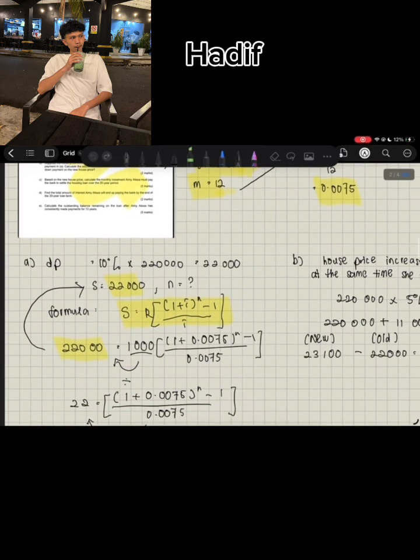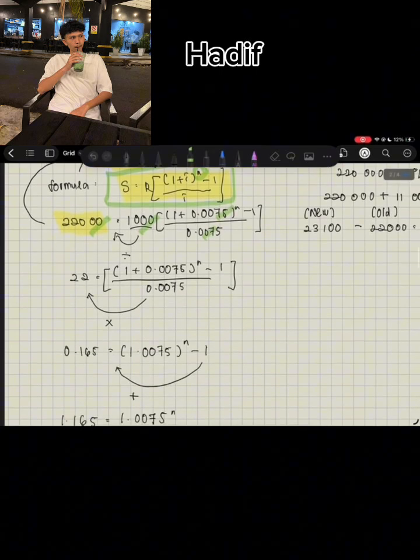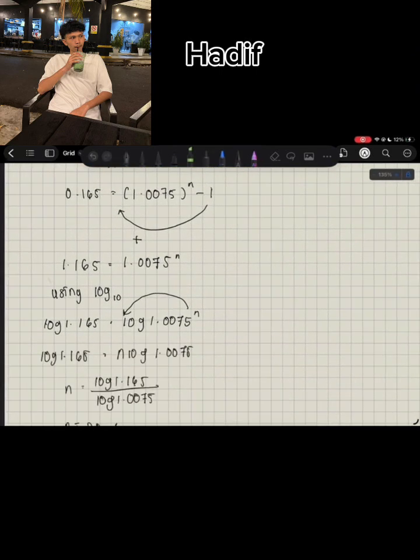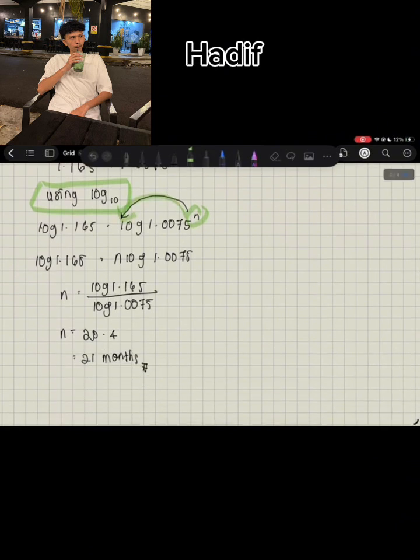Next we settle the down payment first, and we get this, the target saving. How to find the n? We must use this formula to get the n, because we have S, R, and so on. To get n, we must use the formula with log. When n is behind, we must bring it to the front, and then we get 21 months.